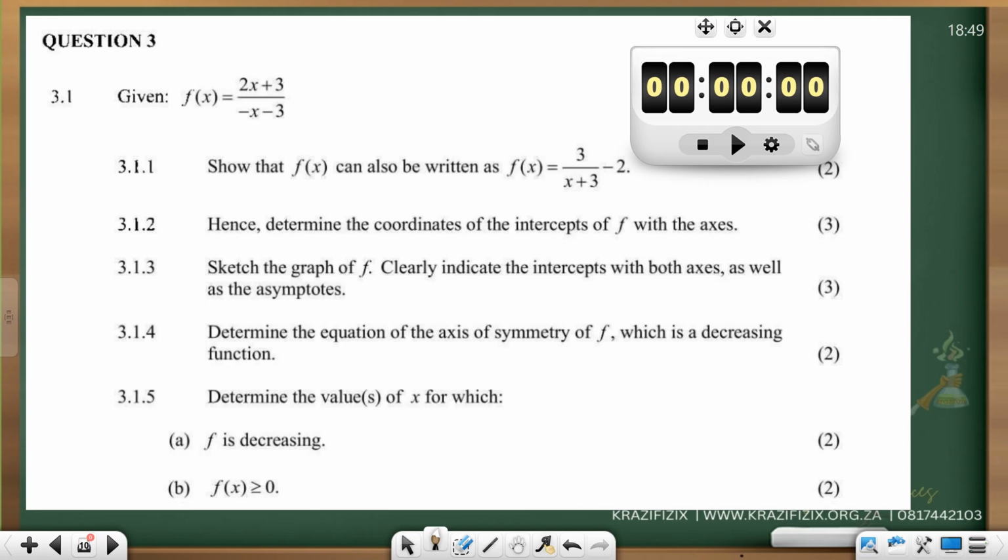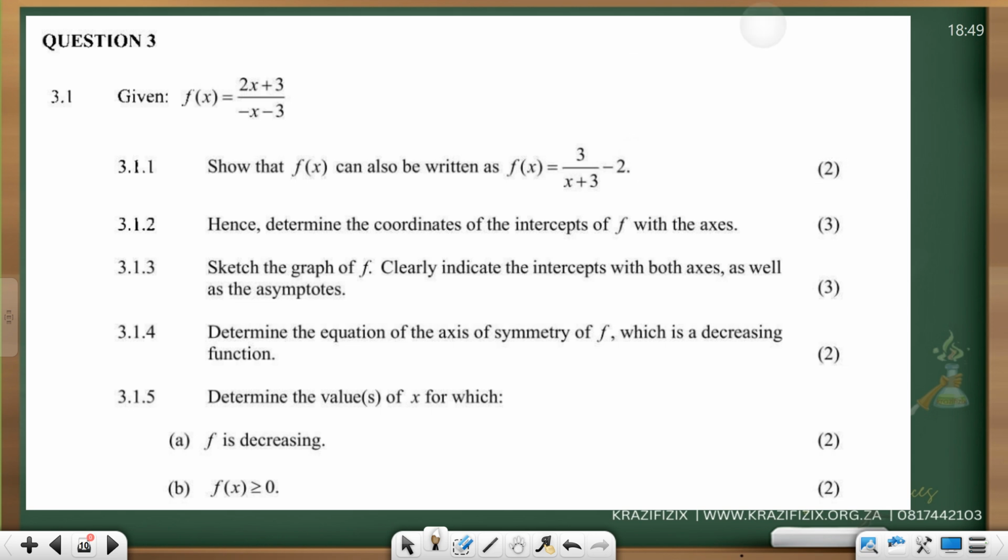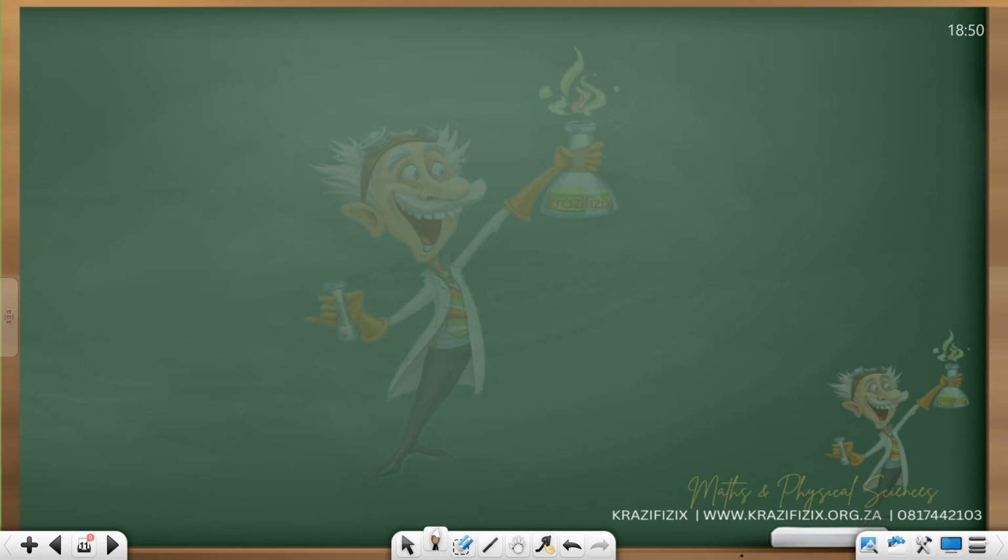All right, let's mark. I hope you are able to run through quickly. What are we looking for? Determine the coordinates of the intercepts of F. Can you guys hear me? Okay, we're looking for the intercepts. We already have our equation.